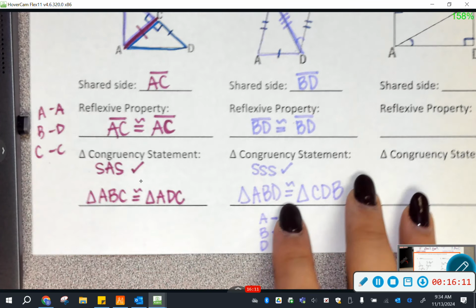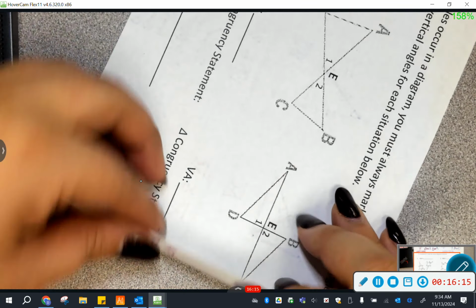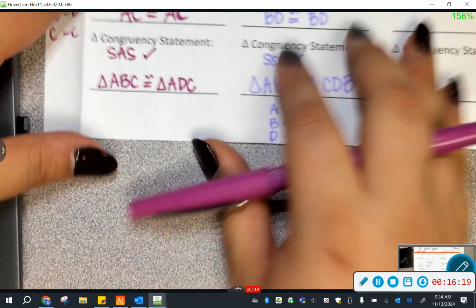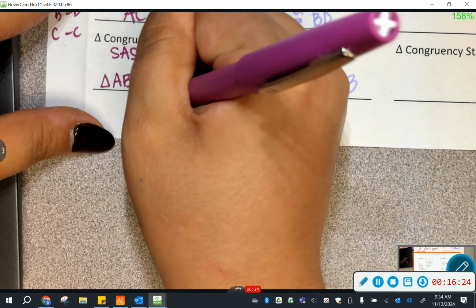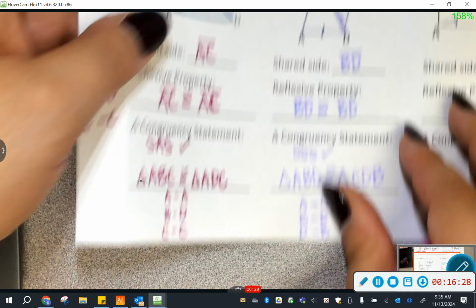Oh, you know what? I'm just going to rewrite this on the bottom. We're going to end up folding this right here to glue. So I'm just going to rewrite that on the bottom. Sorry. Because that way you have it. Because we're going to fold and glue right there.